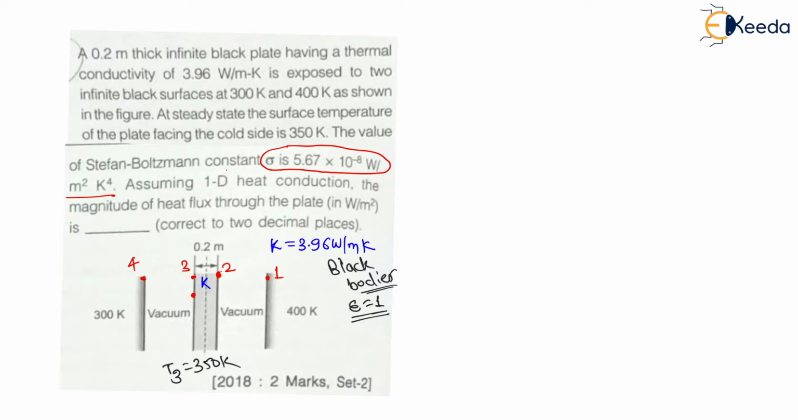Now here they are mentioning it is a one directional heat transfer and the magnitude of heat flux through the plate. Right? They are asking what is the heat flux. Let us say Q. Heat flux is heat transfer rate per unit area, which is in watt per meter square. This value we have to find, right? And correct to two decimal places. So let us solve this question.